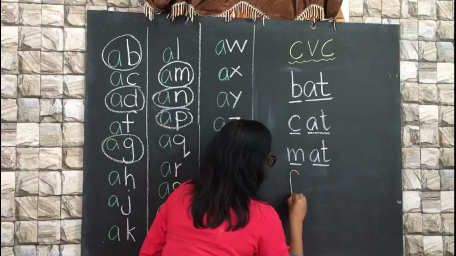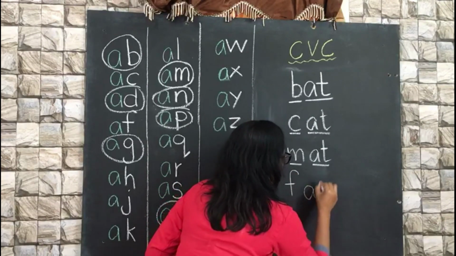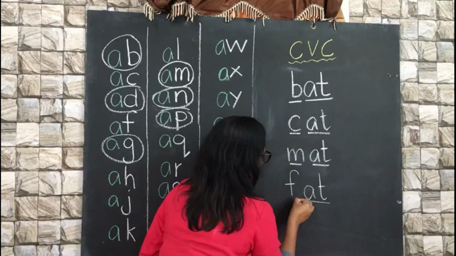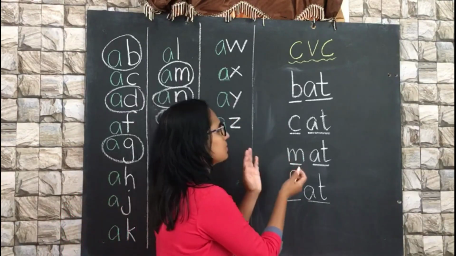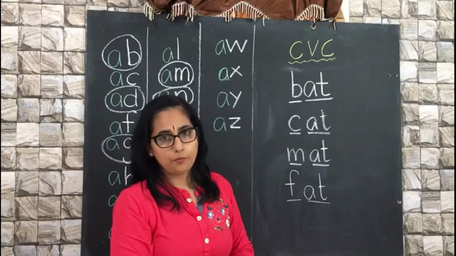Now the next one is f and at. F, at, fat. Like this you can introduce as many words as possible.